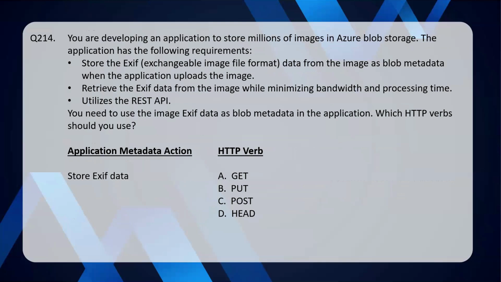Okay, the statement for question number 214 is: you are developing an application to store millions of images in Azure Blob Storage. The application has the following requirements. Store the EXIF data from the image as blob metadata when the application uploads the image. Retrieve the EXIF data from the image while minimizing bandwidth and processing time. Utilize the REST API. You need to use the image EXIF data as blob metadata in the application. Which HTTP verbs should you use?